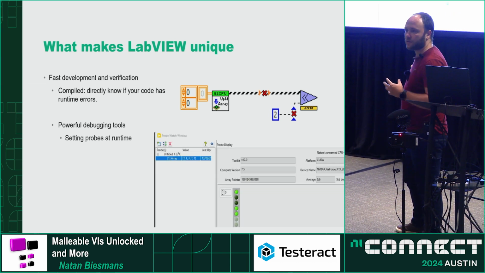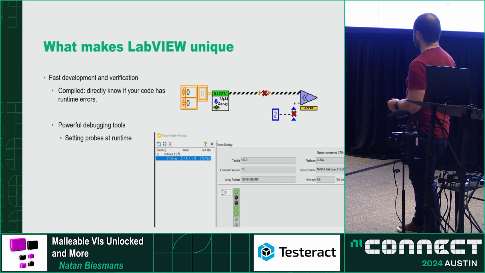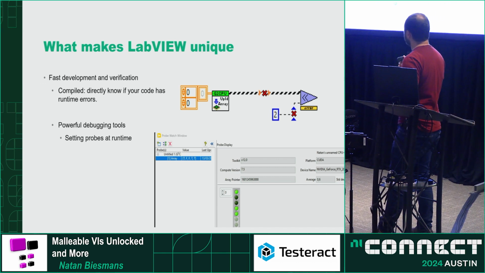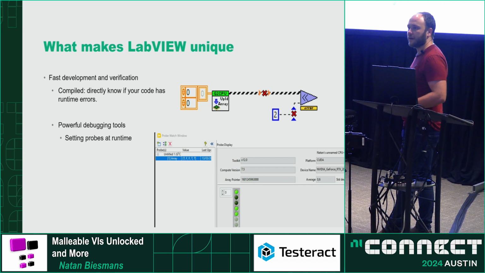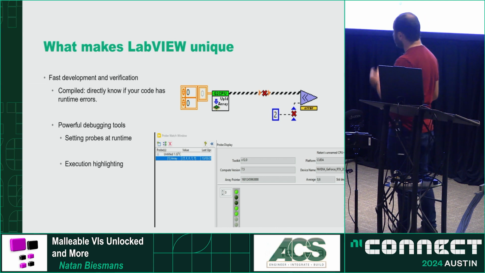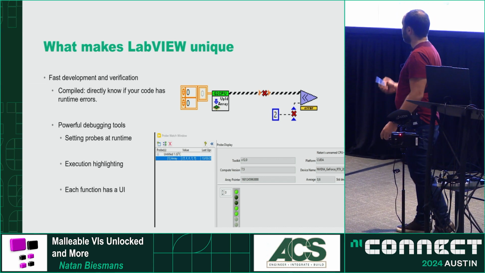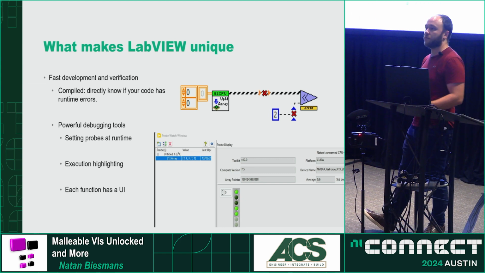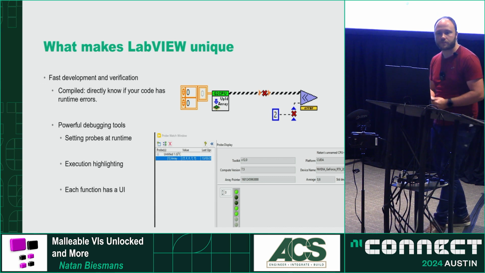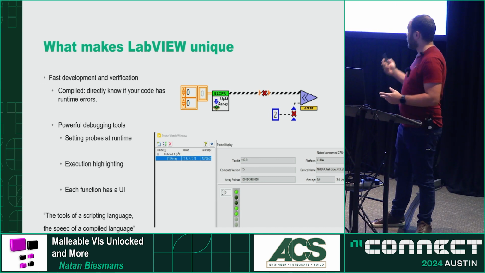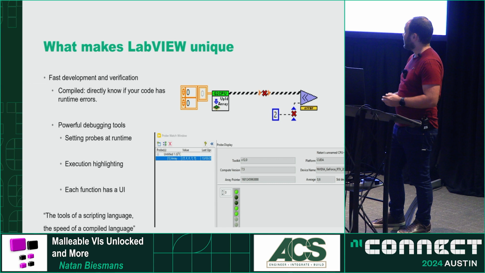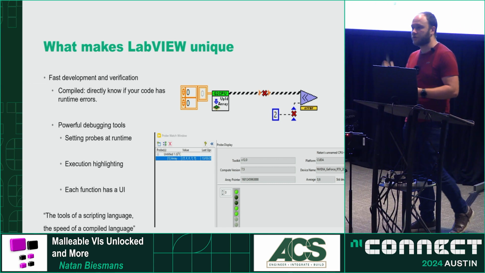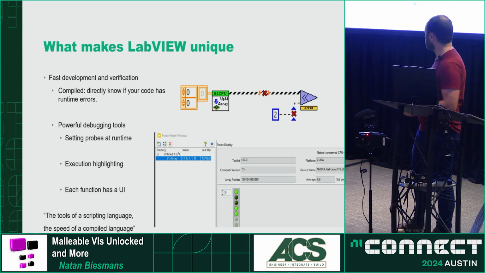We can set probes at runtime at any point in our program, as long as you enable it in the properties, of course, to actually see what's happening and get the immediate information. We also have execution highlighting, and of course, each function has its own UI, so technically you can verify your functions on their own. And I like a description that someone told me. It has the tools of a scripting language. You can really dive into the separate parts of it, but you do have the speed of a compiled language.